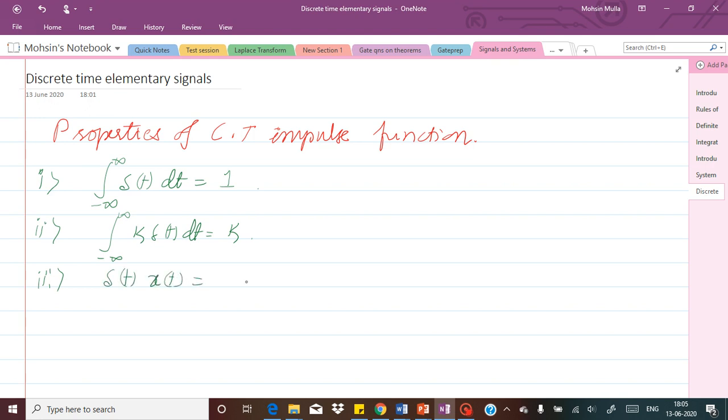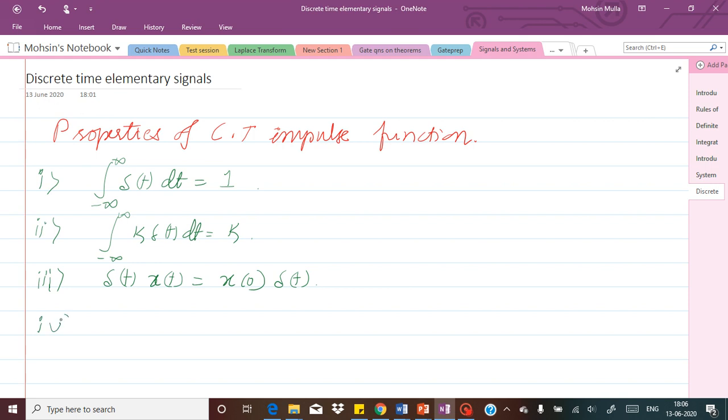Then the third property is that del of t, if it is multiplied with any other signal x of t, then only the x of 0 magnitude will be present, and that will get multiplied with del of t. Other magnitudes will get nullified, because del of t exists only at instant t equal to 0. So the final multiplication will be only for the 0th instant, that is x of 0.